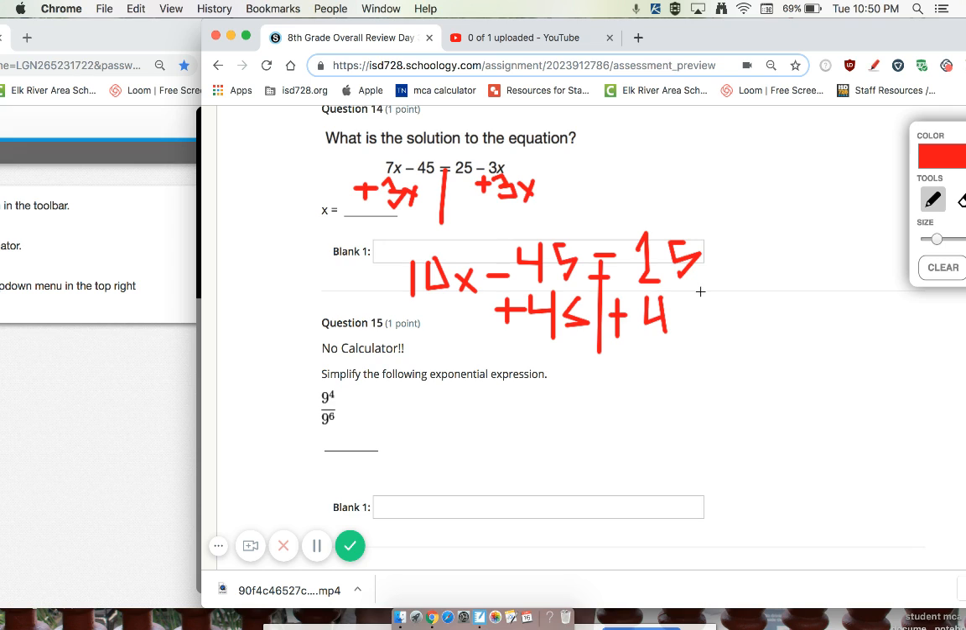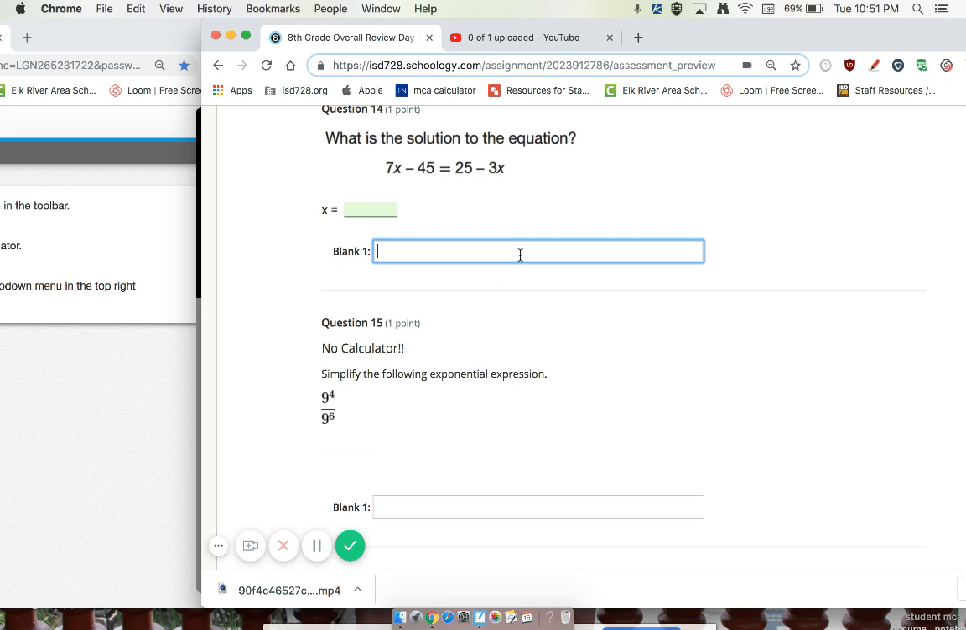What I do to try to do it mentally, I say 25 plus 5 is 30. Add another 40, that would be 70. So 70 is equal to 10x. And sticking together represents multiplication. So to get rid of multiplication, I go ahead and divide both sides by 10. Well, just 10, and x is 7. So my x is equal to 7.